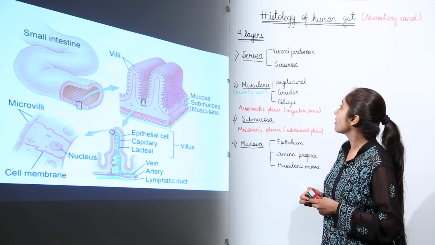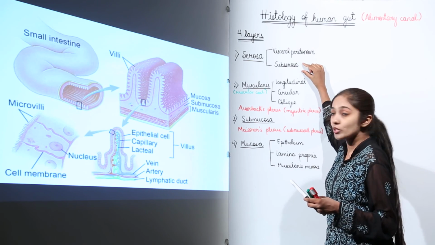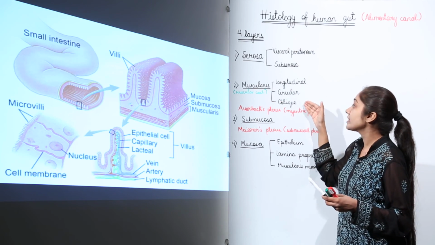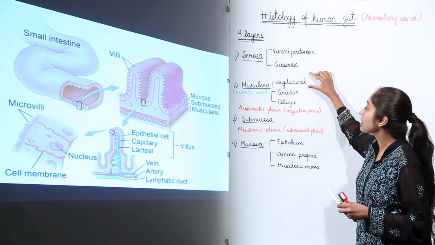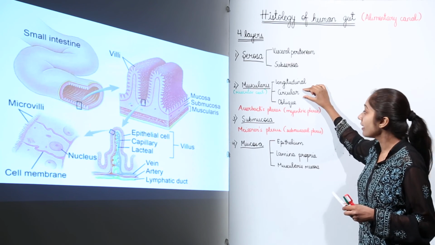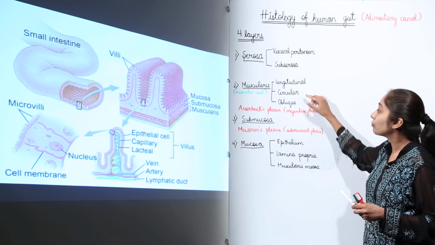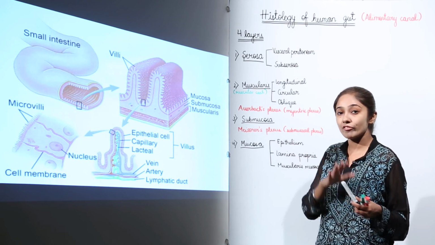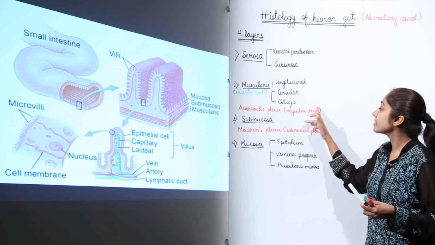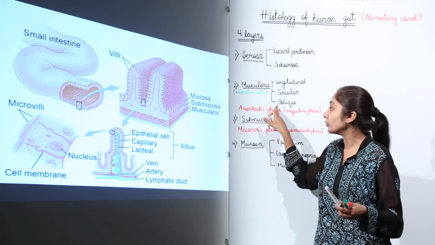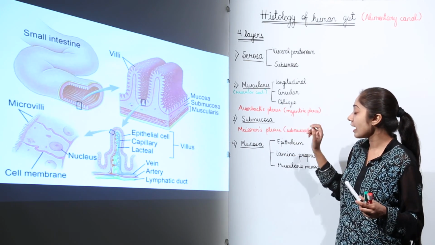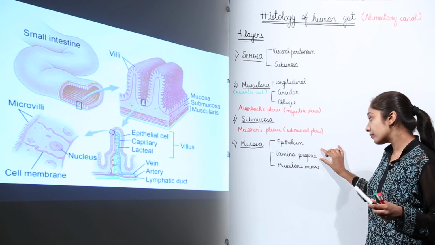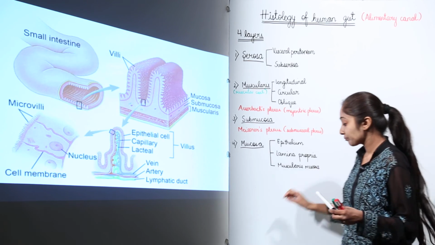Now under serosa we have a visceral peritoneum and subserosa. Under muscularis, or the muscular coat, we have 3 different types of muscle layers: a longitudinal muscle layer, a circular muscle layer and the oblique muscle layer, right. The oblique muscle layer is in the case of stomach only; it is not there in the case of esophagus and intestines. Then we have submucosa and mucosa. In mucosa we have the epithelium, lamina propria and the muscularis mucosa.